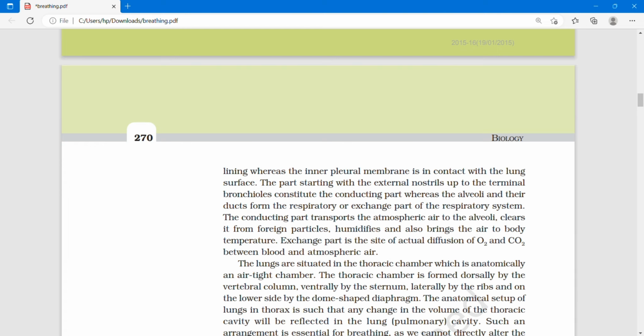The part starting with the external nostrils up to the terminal bronchioles constitute the conducting part, whereas the alveoli and their ducts form the respiratory or exchange part of the respiratory system. The conducting part transports the atmospheric air to alveoli, clears it from foreign particles, humidifies, and also brings the air to the body temperature. Exchange part is the site of actual diffusion of O2 and CO2 between blood and atmospheric air.